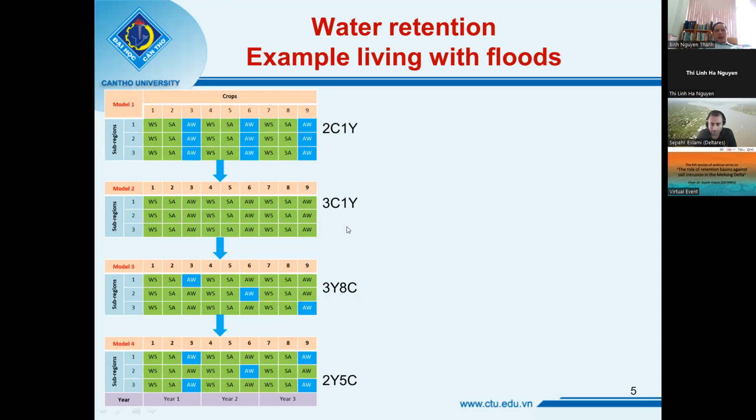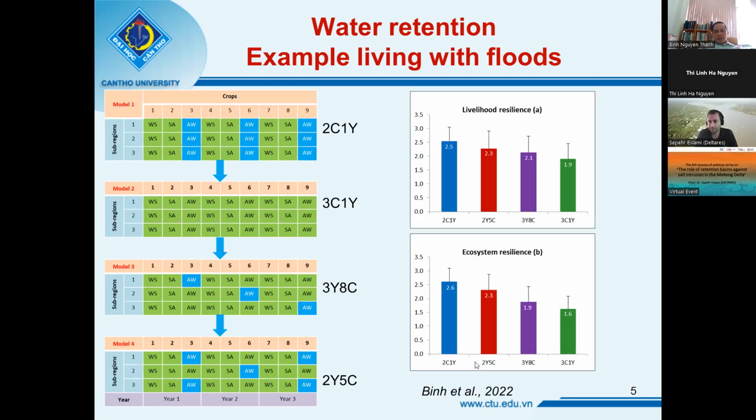But then people realized that, so they reduced the intensification with another model, like 3-year 8 crop, or 2-year 5 crops model. So it means that you see here more and more water retention, let's say, for that area. So this is one kind of water retention approach in terms of changing the crop pattern.